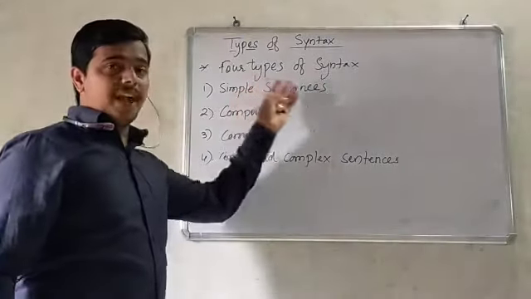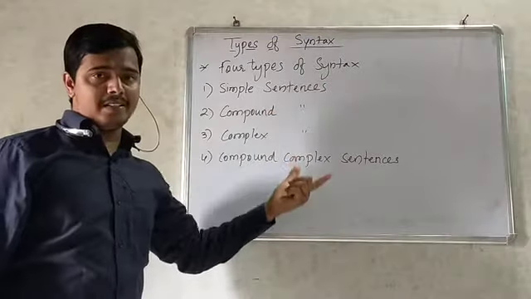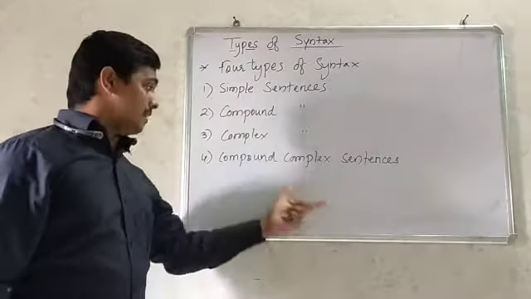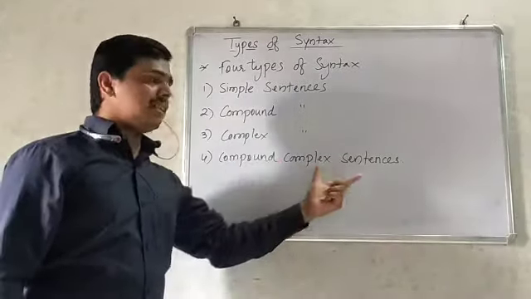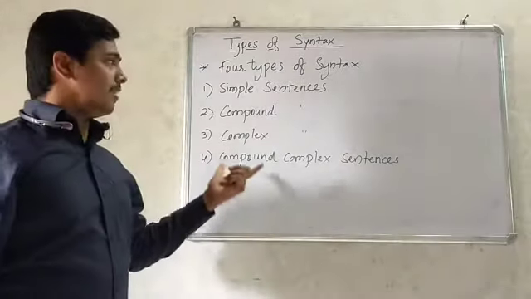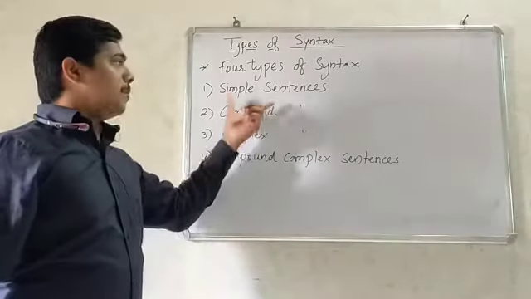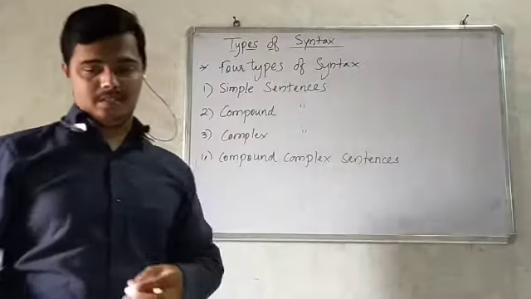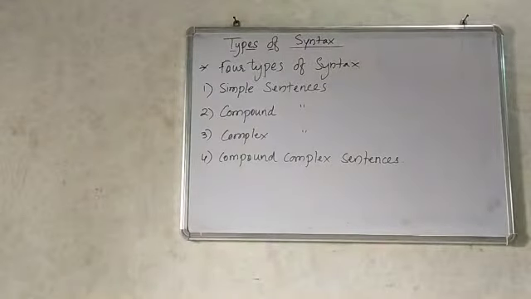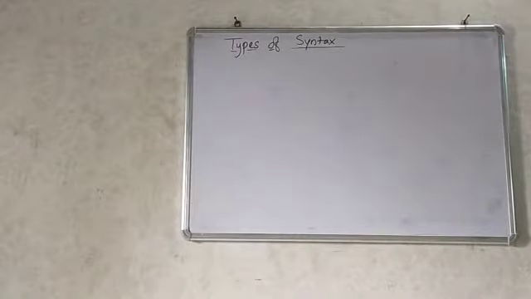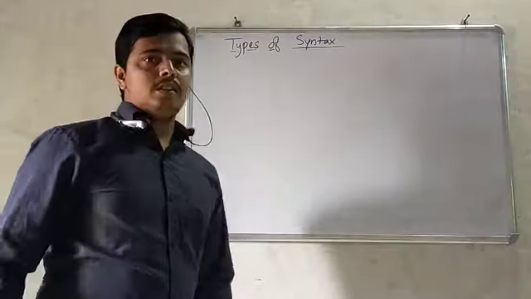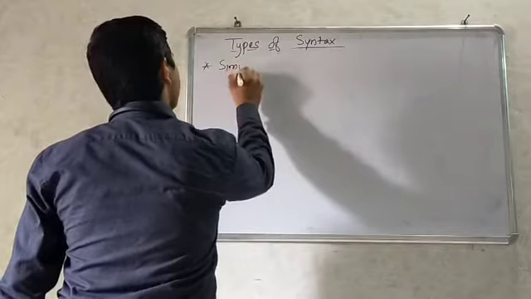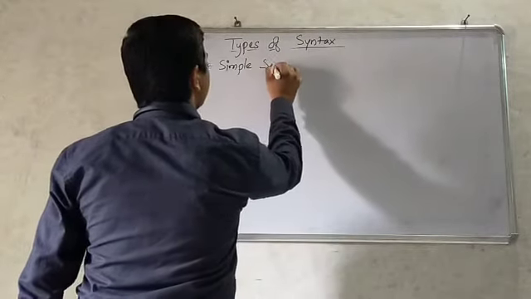So there are 4 types of syntax: the first is simple sentence, the second is compound sentence, the third is complex sentence, and the fourth is compound complex sentence. Now let us try to understand the meaning of these kinds of sentences with their examples. The first in the list is simple sentences.